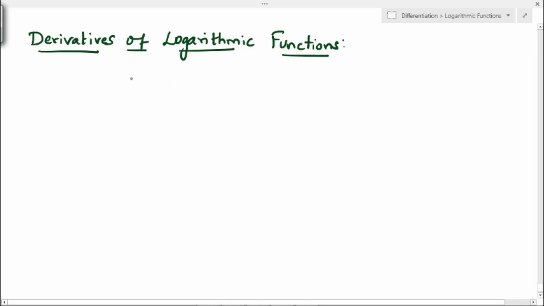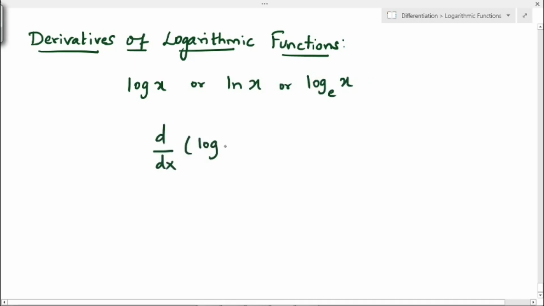Natural log is usually denoted as log x or ln x, that is natural log x, or log base e of x. So the derivative of log x is d by dx of log x equal to 1 divided by x. So log x differentiation is 1 by x. Now we will solve a few examples.